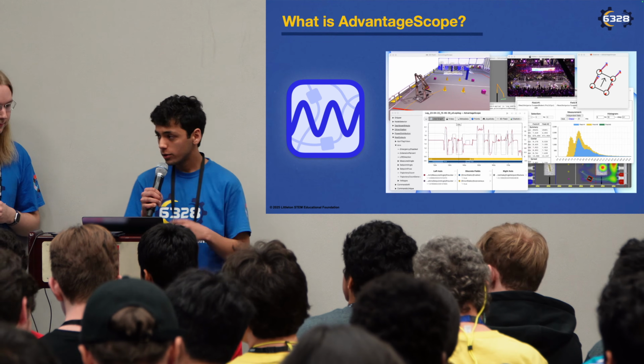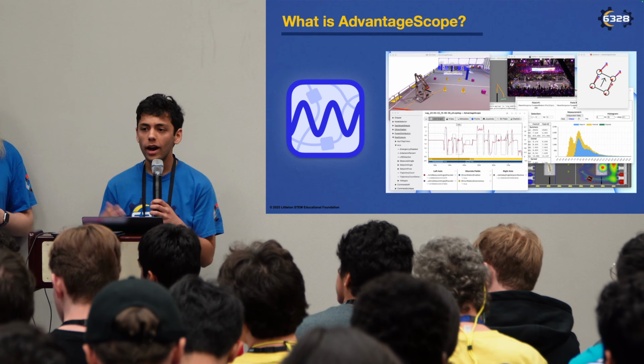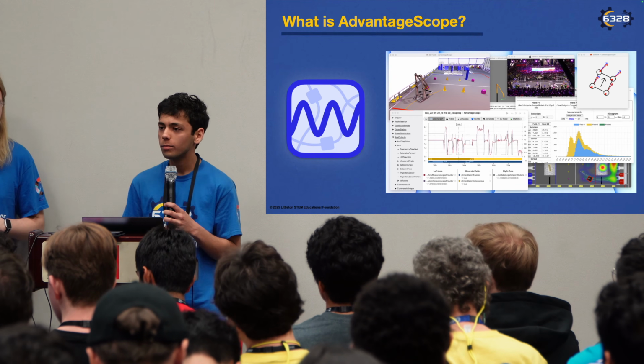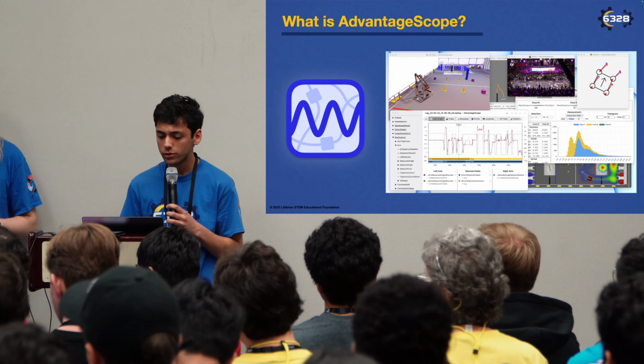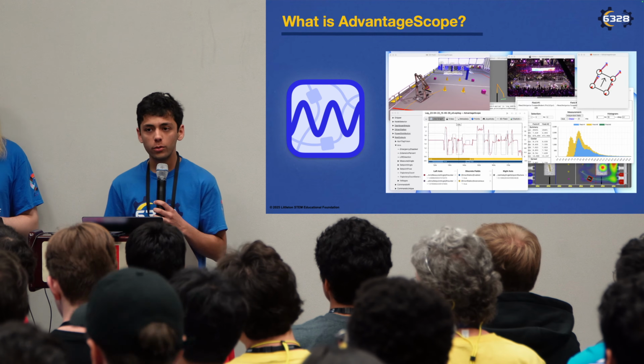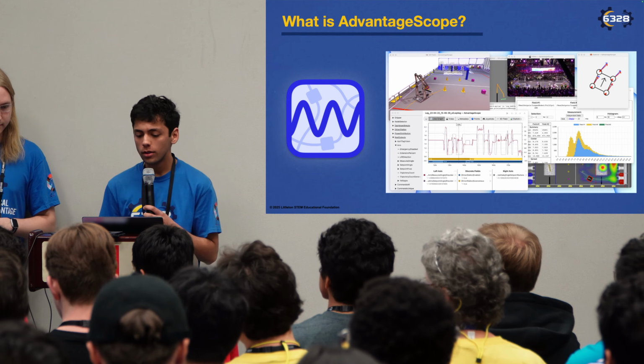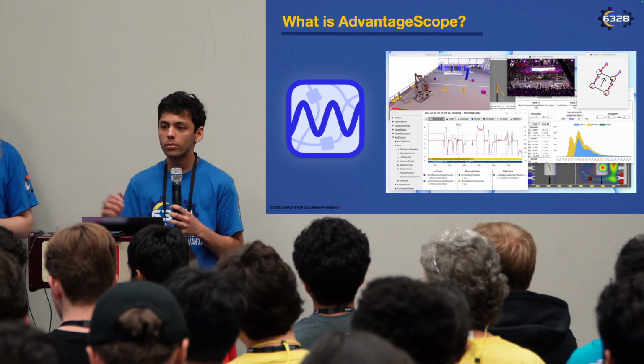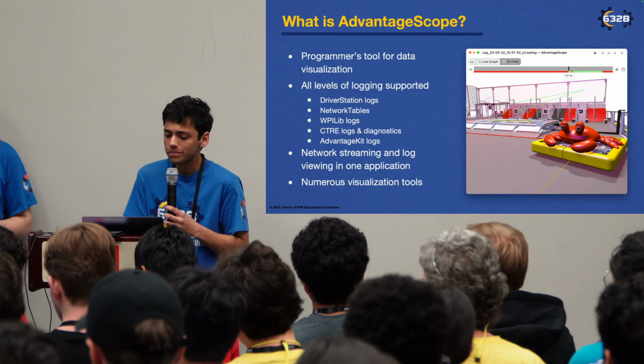So how do we actually visualize all this data that we're logging through any of these methods? We have several options, but the one that we're going to talk about is the one our team has developed, which is AdvantageScope. This was developed in 2021 by our team, and it's now included in the WPILib installer. So if you have a running robot with software, it's probably already installed on the computer that you use.